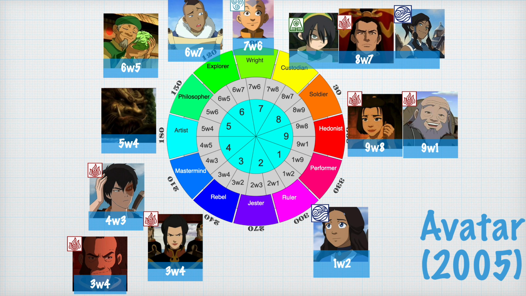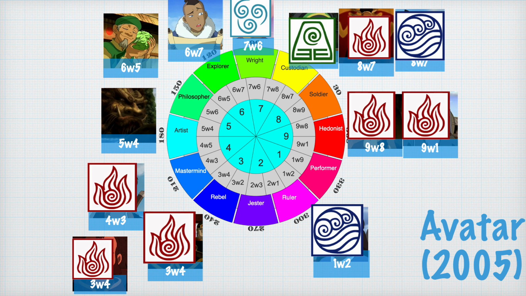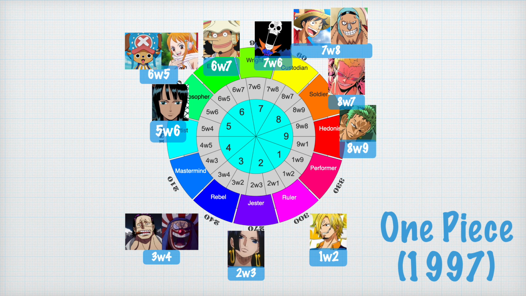This analysis isn't strictly for space operas. Here we've got Avatar, The Last Airbender, never mind Korra, and we've got a kind of a uniformly distributed set of characters. I did look to see, was there kind of any correlation between personality and bending ability, and the answer is no.